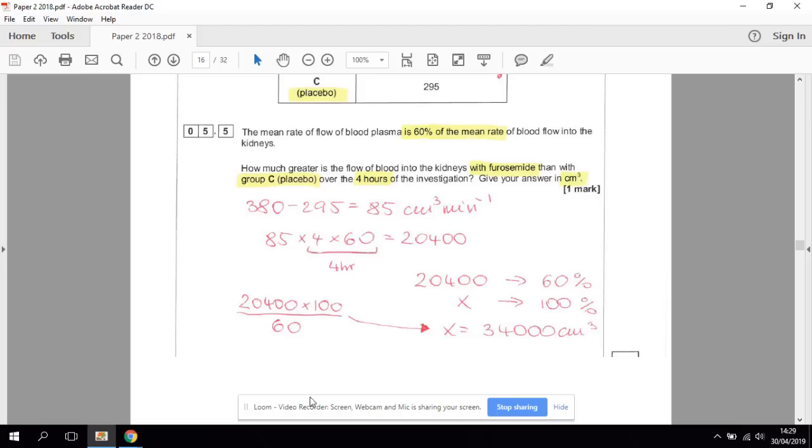So 20,400 refers to only 60%. That's what the question says. So doing the proportion, we're looking for 100%. So the final answer will be 34,000 centimeters cubed. Okay, so that's our answer.